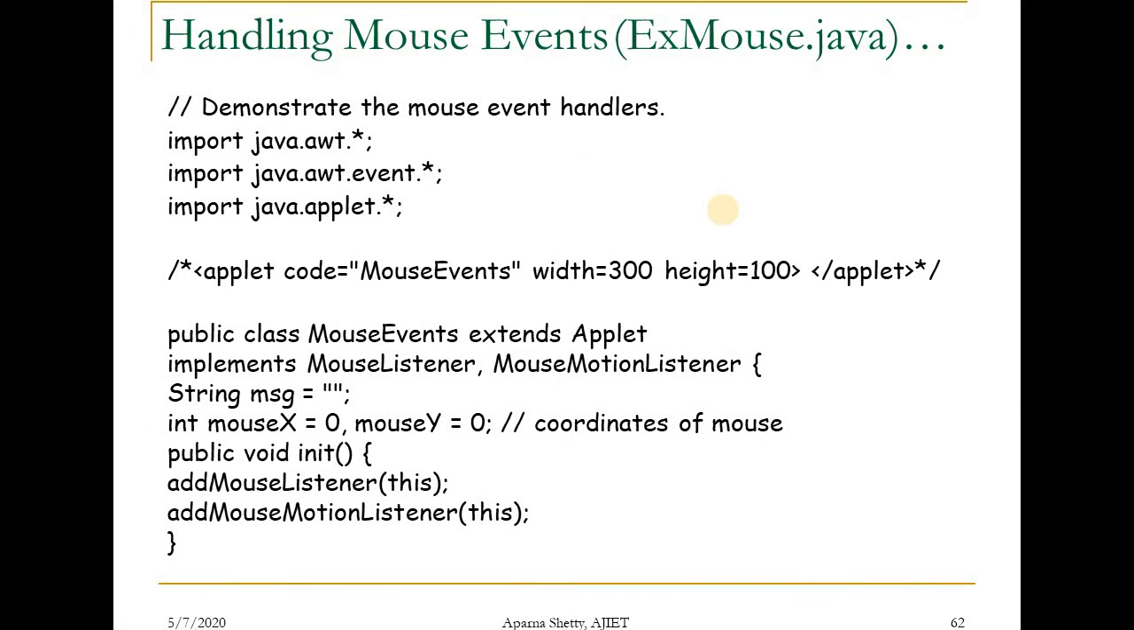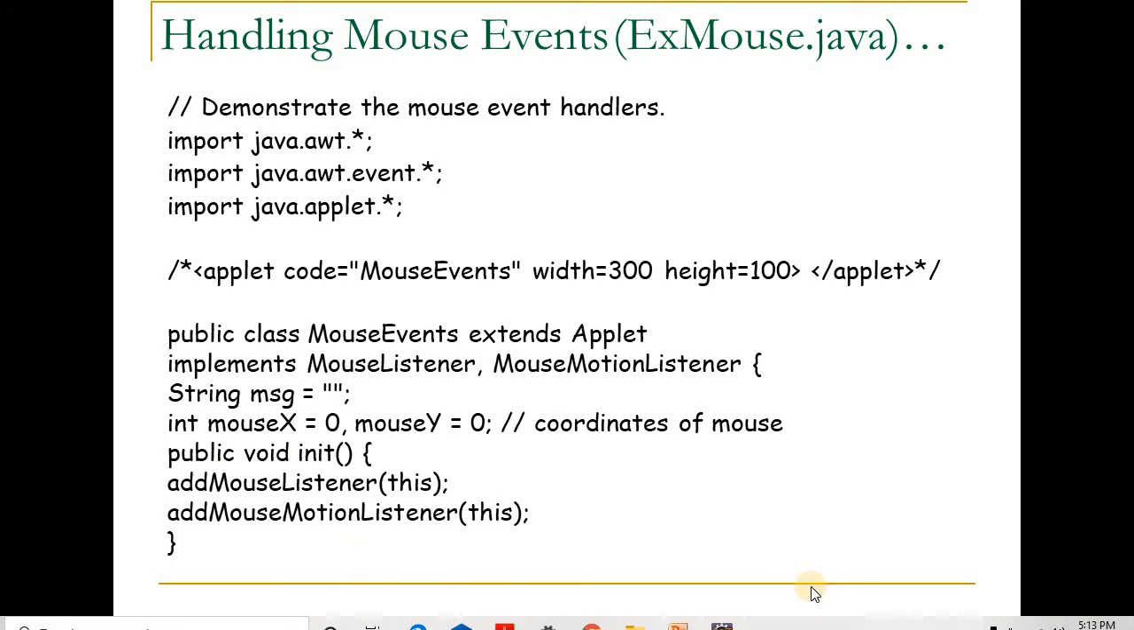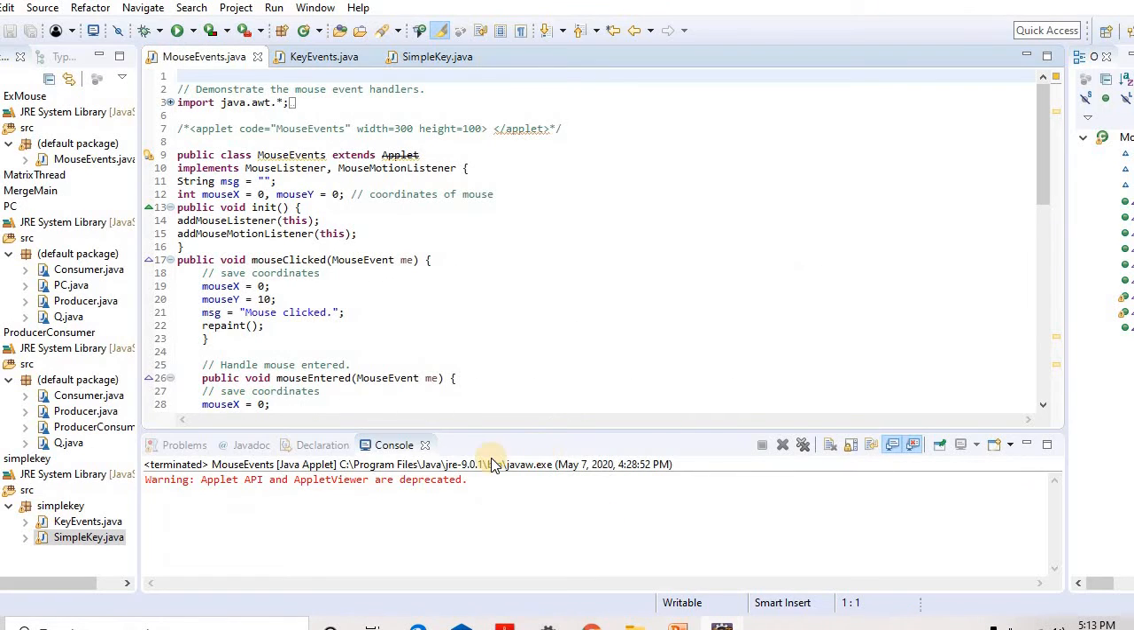Here let us see this example about handling the mouse events. I'll show this program in Eclipse where we are going to handle the different mouse events. So we have this program. I'll open it later. I've already defined the code here to handle the mouse events.